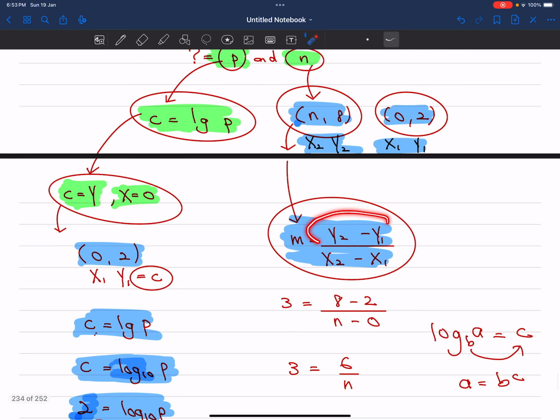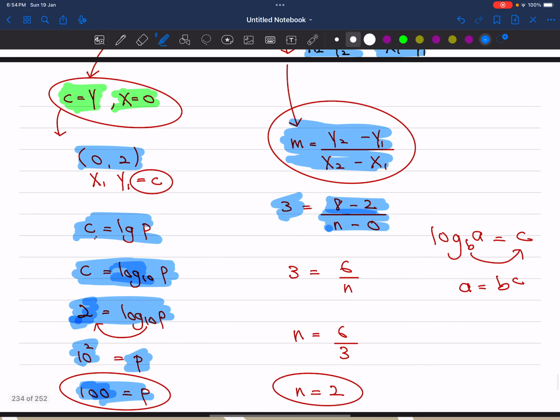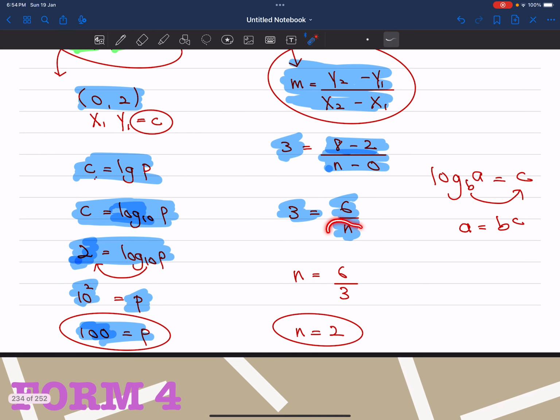So now Y2 minus Y1, that would be 8 minus 2, and then X2 minus X1, which is n minus 0. And our gradient here is 3. So 3 equals 8 minus 2, which is 6, over n minus 0, which is of course n. Then I take the n up, and the 3 comes down. I have n equals 6 over 3. Therefore, n is 2.